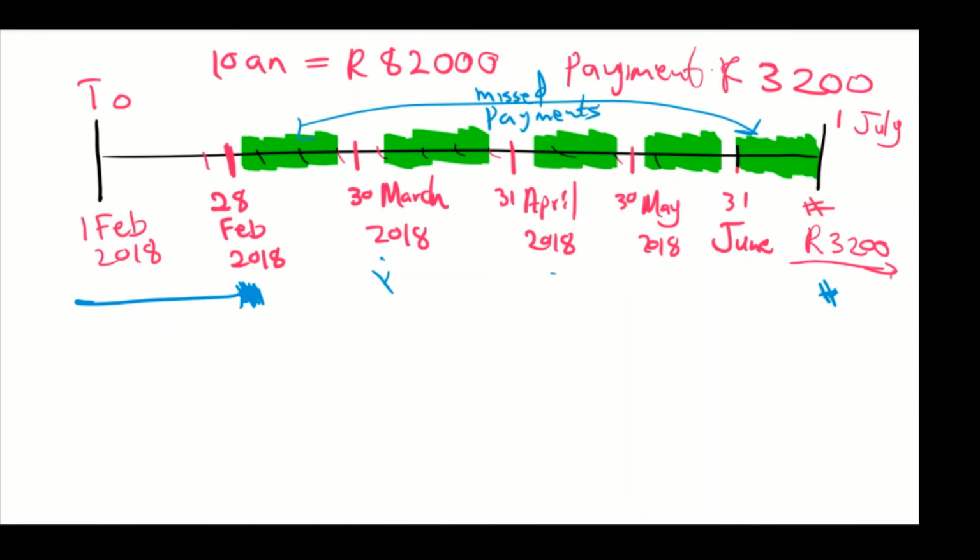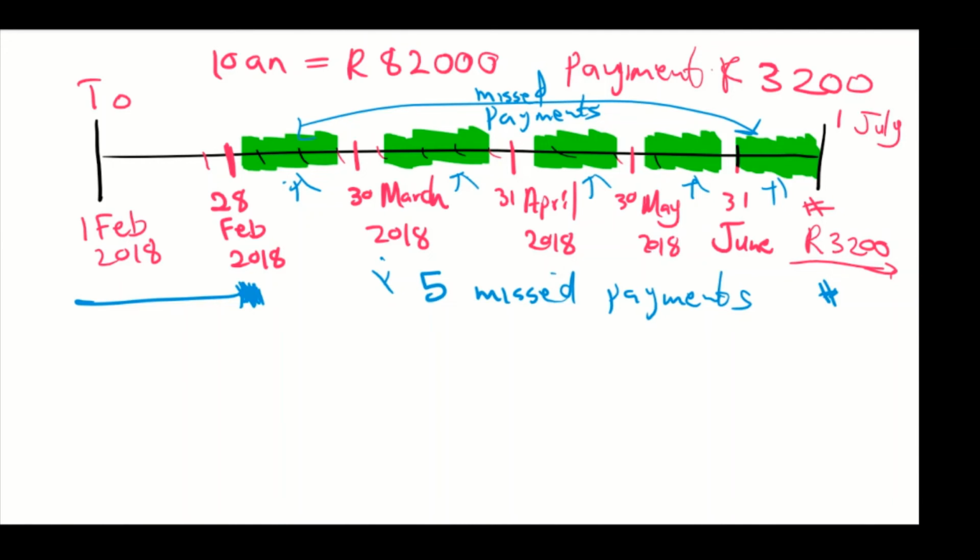So you need to count how many green shades there are. It's 1, 2, 3, 4, 5. So it means now we have 5 missed payments, right? So we need to know how much she owes the bank, since she missed 5 payments.